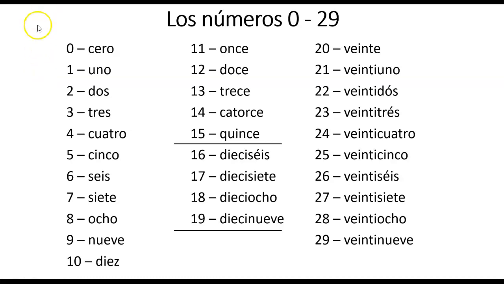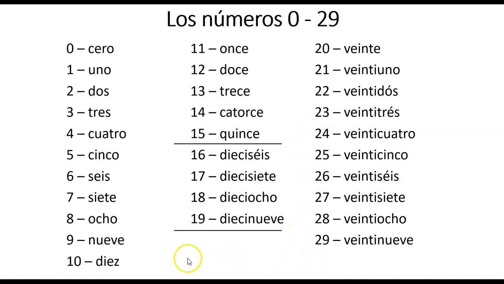So, 0, 1, 2, 3, 4, 5, 6, 7, 8, 9, 10, 11, 12, 13, 14, 15, 16, 17, 18, 19, 20, 21, 22, 23, 24, 25, 26, 27, 28, 29.